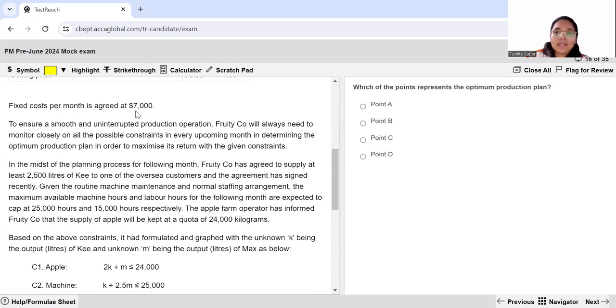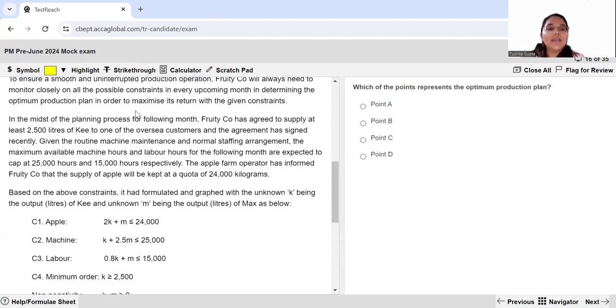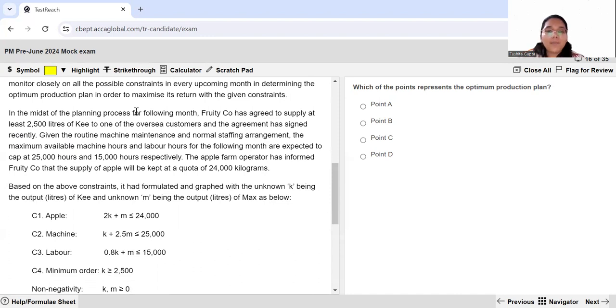Fixed cost per month is agreed at $7,000 to ensure a smooth and uninterrupted production operation. Fruity Company will always need to monitor closely on all the possible constraints in every upcoming month in determining the optimum production plan in order to maximize its return with the given constraints. In the midst of planning process for the following month, Fruity Company has agreed to supply at least 2,500 liters of Key to one of its overseas customers, and the agreement has been signed recently.